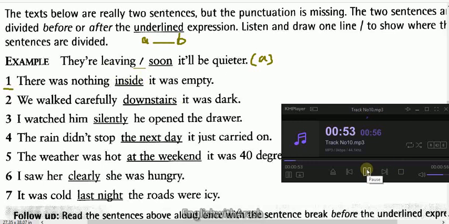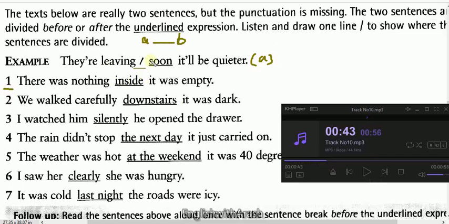Example. They're leaving. Soon it'll be quieter. 1. There was nothing inside. It was empty. There was nothing inside. It was empty.